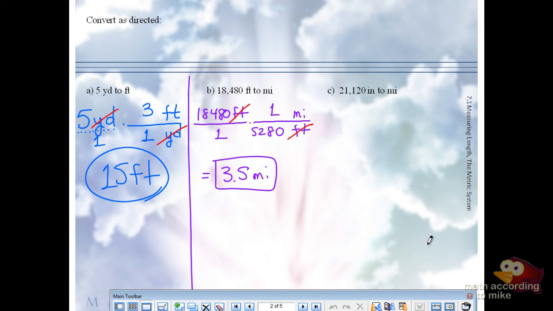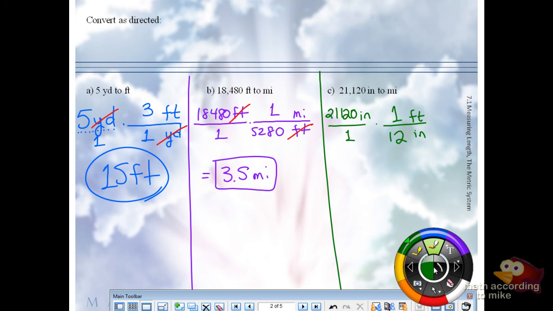So here's the setup. So we'll do 21,120 inches. If you want to put a 1 there, that's fine. That's just a visual. And we're going to multiply that by, let's go from inches to feet. Since inches is on top, and we want to get rid of it, inches will go on bottom, feet will go on top. What unit fraction is that? What over what? 1 over 12. Good. And then, that's now going to convert it into feet.